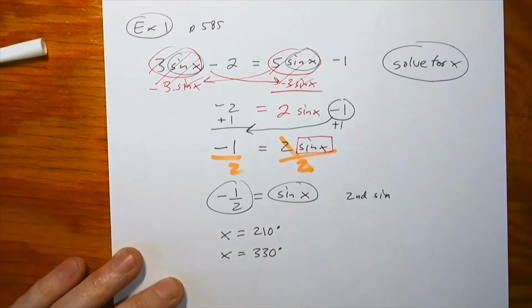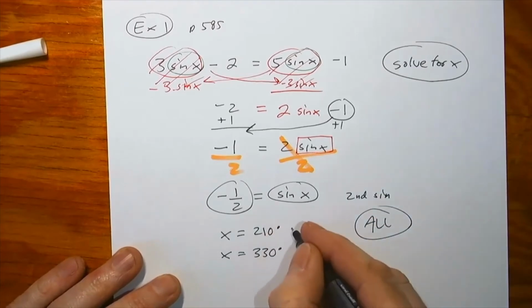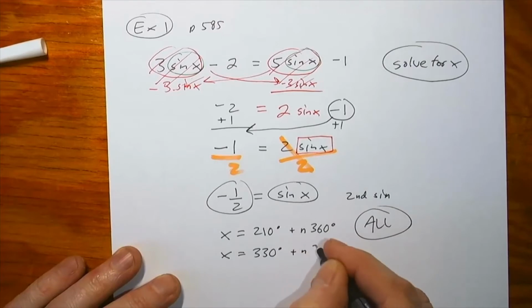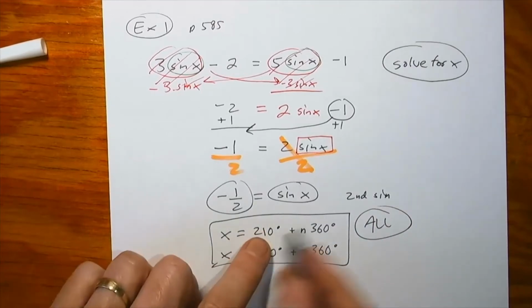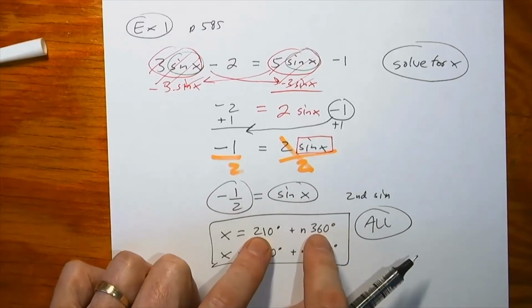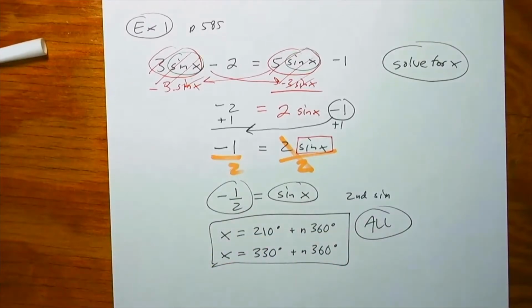Oh, wait, I'm not done. It wanted all the answers. So put on this, n times 360 degrees. Put the little degrees so somebody doesn't think you're doing radians. So now you can say 210 plus that, like 570, plus another 360, like 930 and so on. And those are your 2 answers.